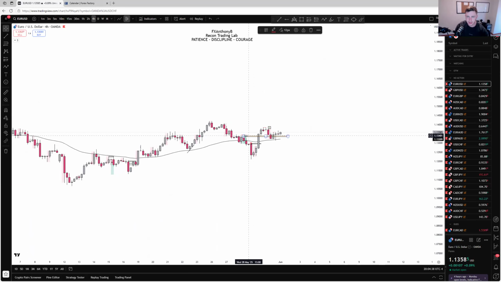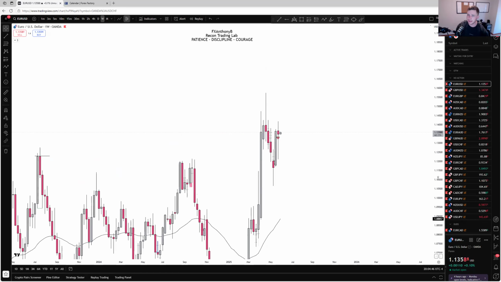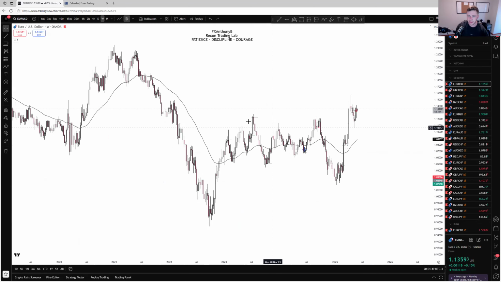Let's clean up our charts from last week. Okay, so we have 3 time frames in sync. That is beautiful. Let's see if we have areas of interest on our weekly here.